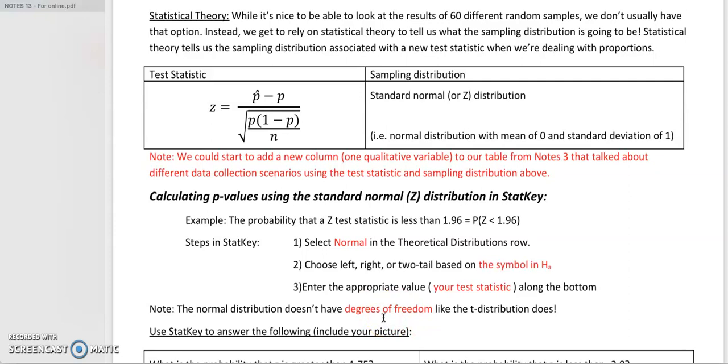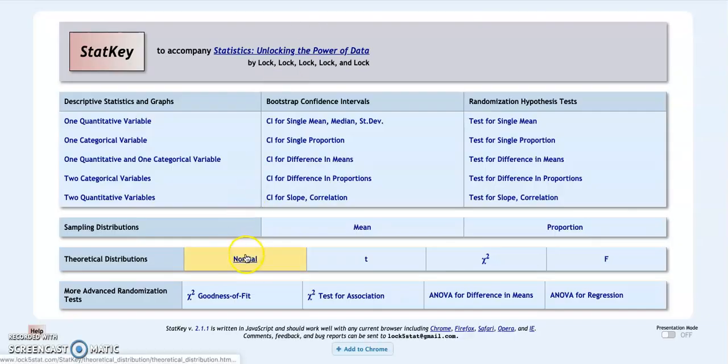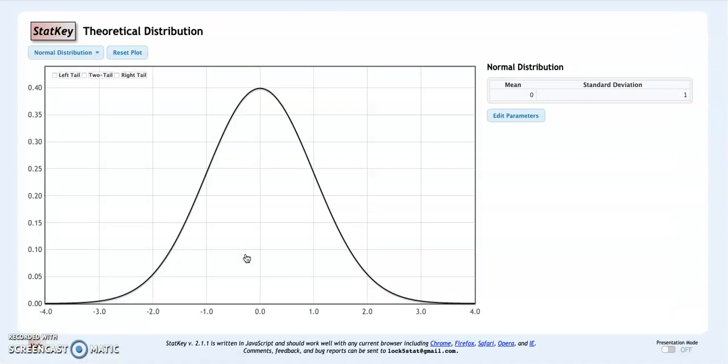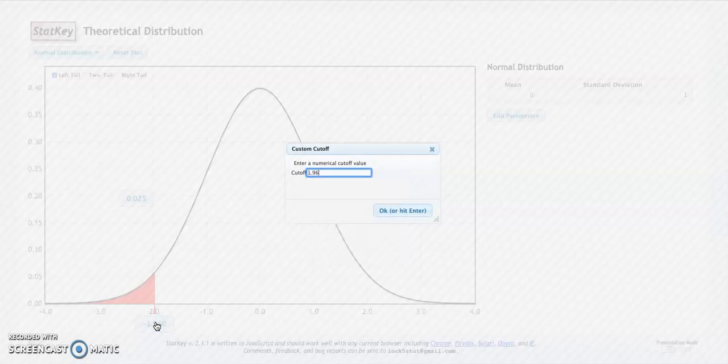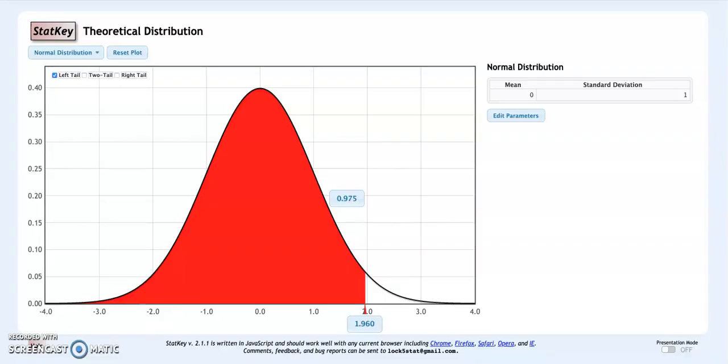So we can look at an example of this real quick. Let's say I want to know how likely it is that I would get a z test statistic less than 1.96. So I'll go to StatKey and I will click on normal, and you can see that it didn't ask me for degrees of freedom. And I said I want to know how likely it is to get less than something, so I'll click left tail, and specifically less than 1.96, so I'm changing this number on the bottom, and you can see that that probability is 0.975. So pretty similar to what we've done before.